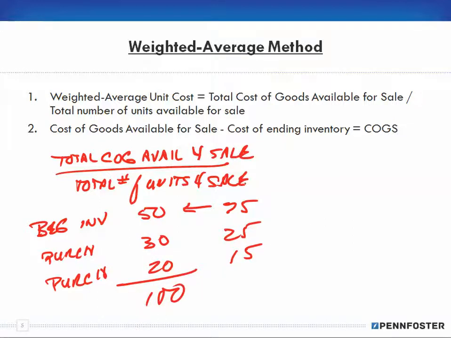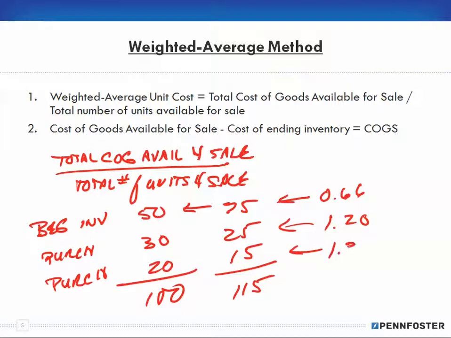And the total number of units is 115. But if I do the math, $50 divided by 75, these are worth 66 cents each. The $30 divided by 25, these are worth $1.20 each, and $20 divided by 15 is $1.33 each.